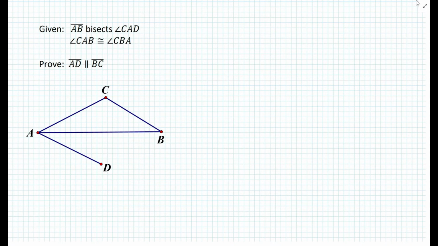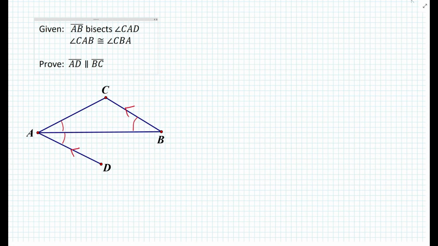Let's say that segment AB bisects angle CAD as shown in the figure. So let's annotate that in the diagram really quick. So here we have these two angles to be congruent because we have an angle bisector. We're also given that angle CAB is congruent to angle CBA. We want to prove that these two lines here, or segments, are parallel. So how do we do that?